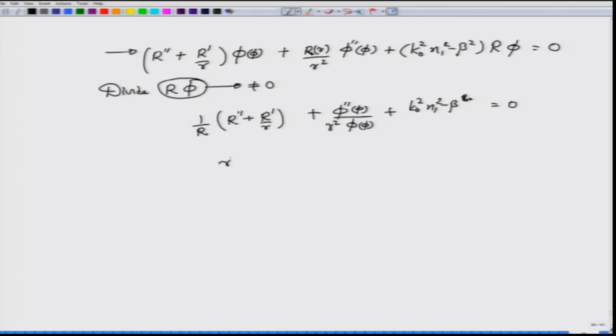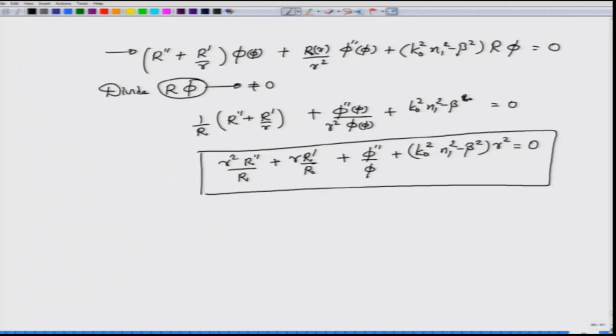Okay. So, when I do that, I will get r square R double prime by R plus R prime by r, plus Phi double prime by Phi plus k0 square n1 square minus beta square times r square equals 0. Okay. So, this is the simplified equation that we now have, from the method of variable separable, and what we now need to do is to solve this equation. It turns out that this equation can be solved relatively easily, at least for the phi case, but in order to solve this equation in terms of small r, that is r dependence, you need to know something called Bessel functions.